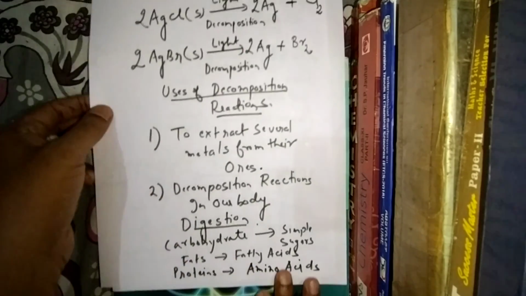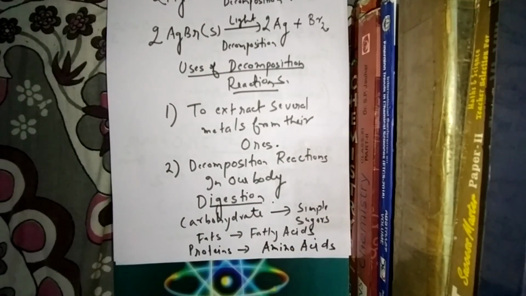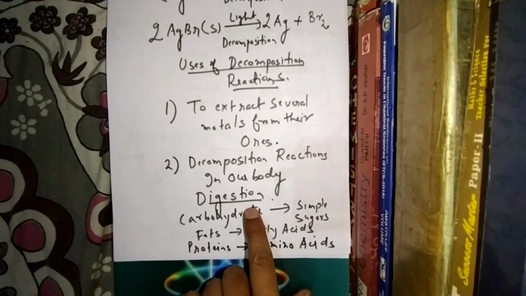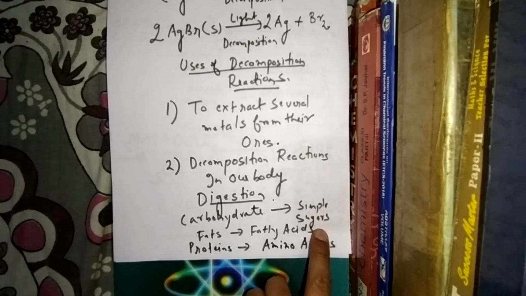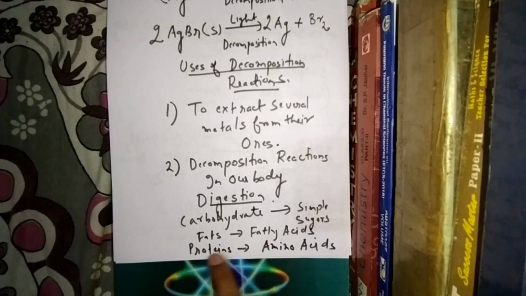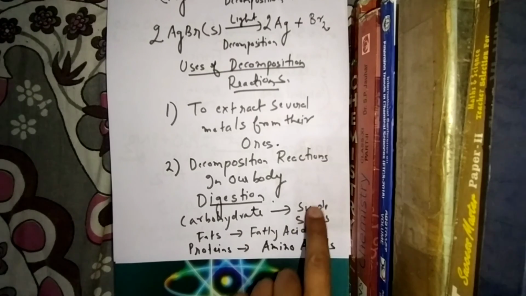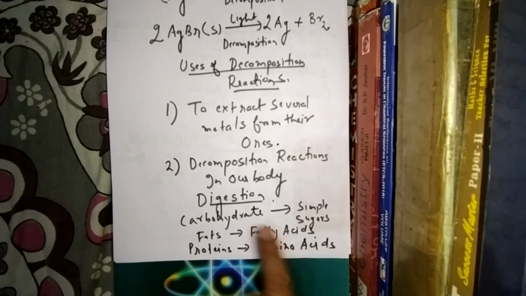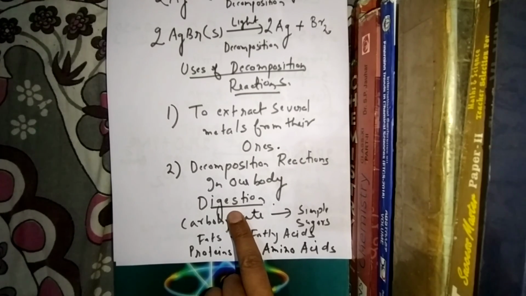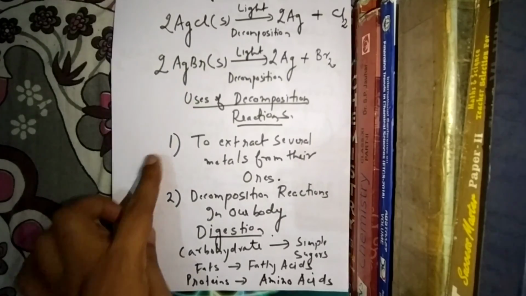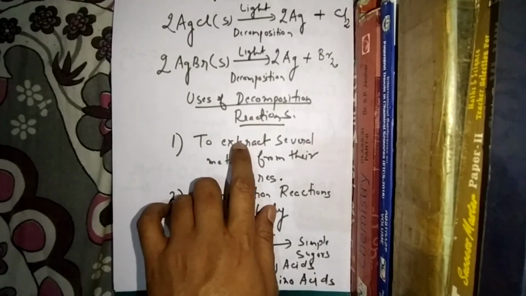ओके स्टूडेंट, सो डाइजेशन इज अ प्रोसेस in which complex food substances are broken down into simpler substances. This process is known as digestion. Carbohydrate is broken down into simpler sugars, fats converted into fatty acids, proteins decomposed into amino acids. So these are the complex food substances and these are the simpler substances. So digestion is again an example of decomposition reactions. So decomposition reactions are very useful and these are some uses of decomposition reactions.